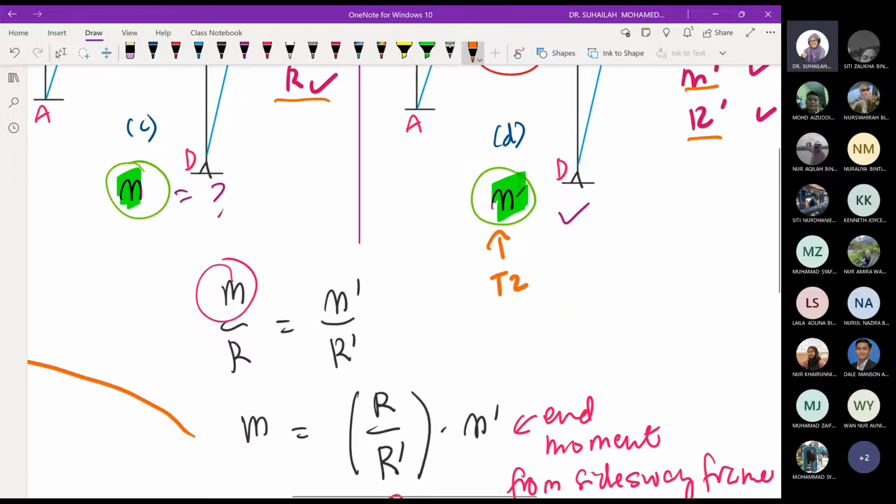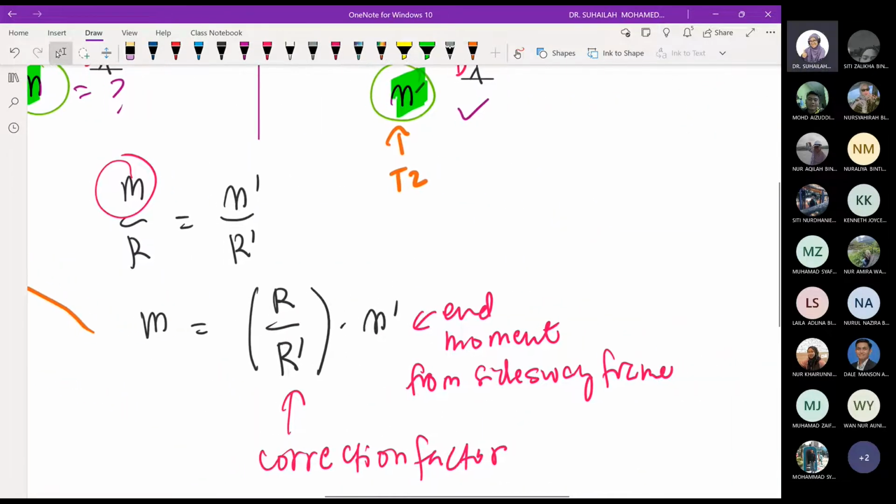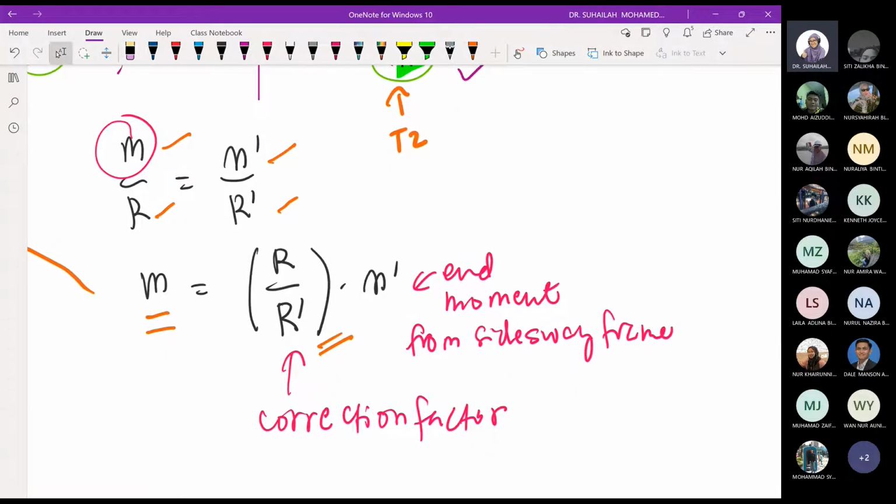So what we get is like this: M divided by R, equal to M prime divided by R prime. We know that the unknown is M, so we rearrange and write it like this: M is equal to R divided by R prime times M prime.